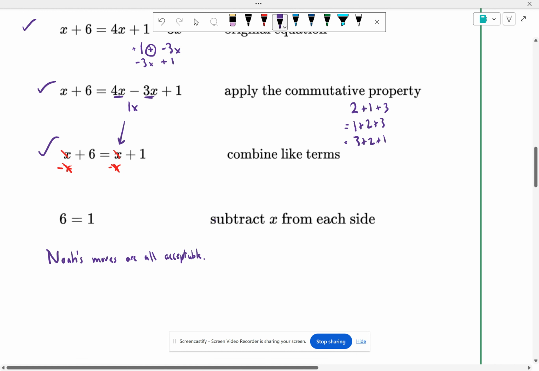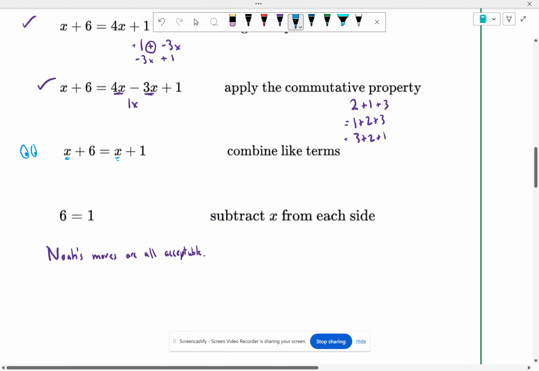But let's look at this second part for a second, because I'm not sure why we're getting 6 equals 1. But if you really take a look at this second to last line here, think about this. If you take any number you can think of and add 6 to it, you'll never actually get the same thing as if you took that number and added 1 to it instead. So whatever x is, you can't add 6 to it and then get the same thing as taking whatever x is and adding 1 to it. That's impossible. So Noah's moves are acceptable. He just has an equation that's impossible to solve.